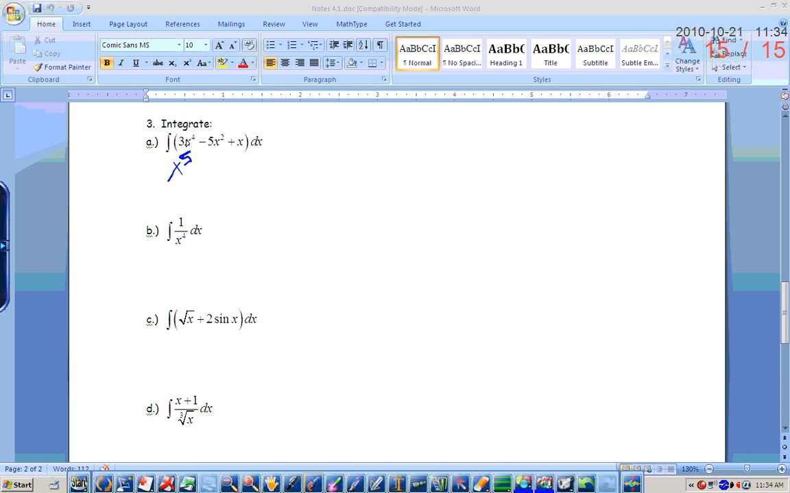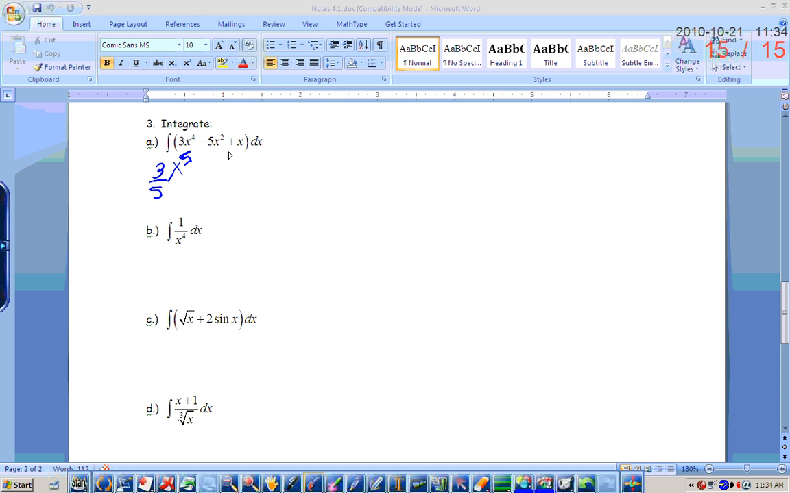Okay, when you integrate, you go up an exponent. And I'm going to keep the coefficient, but you have to divide by your new exponent. Because, go backwards. Take the derivative of 3/5 x to the 5th. What is it? 3x to the 4th, which is what I started with.